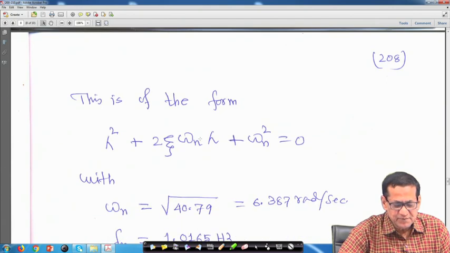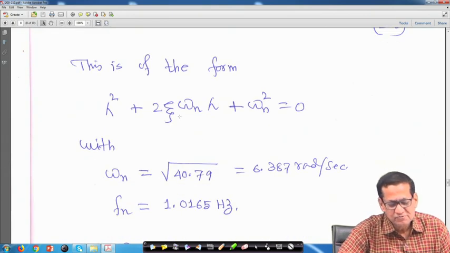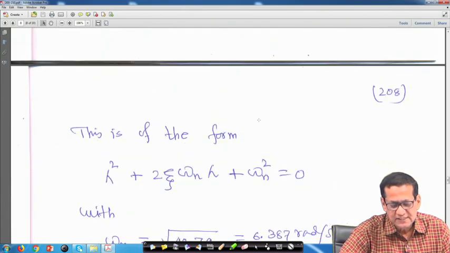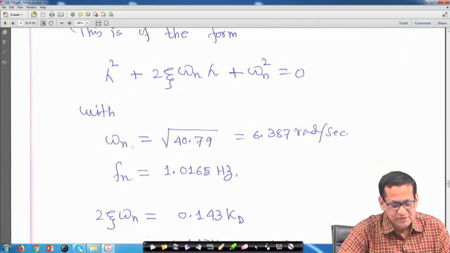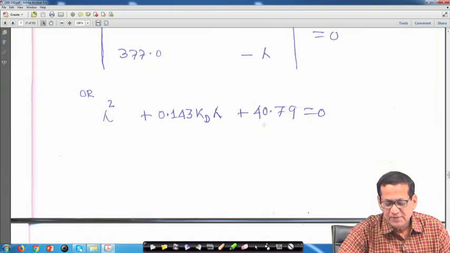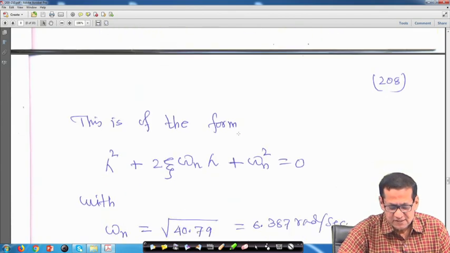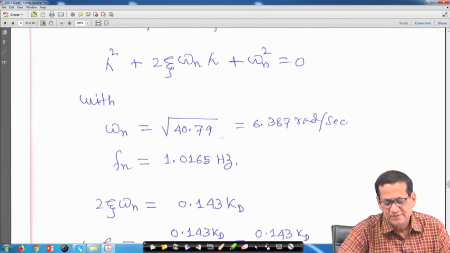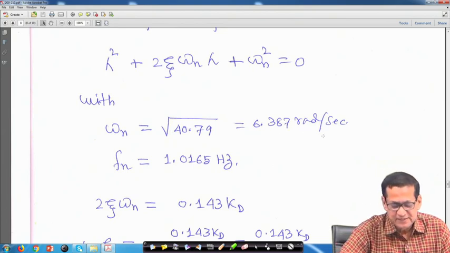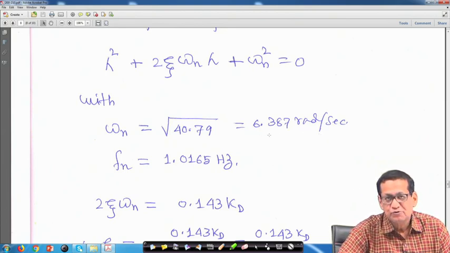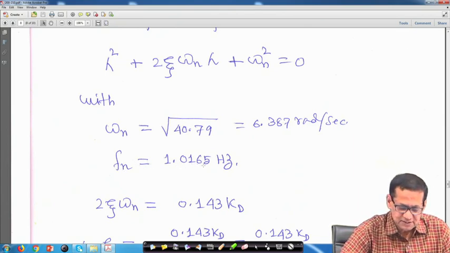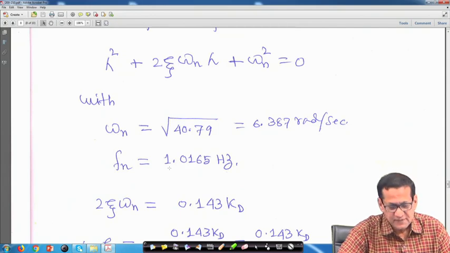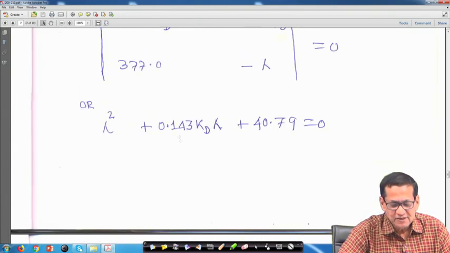Now, this equation is of the form lambda square plus 2 xi omega n lambda plus omega n square is equal to 0. If you compare, omega n square is equal to 40.79. So, omega n is equal to root over 40.79, that is 6.387 radian per second. If you divide by 2 pi, then the natural frequency f n will be 1.0165 hertz. And 2 xi omega n is equal to 0.143 k d.